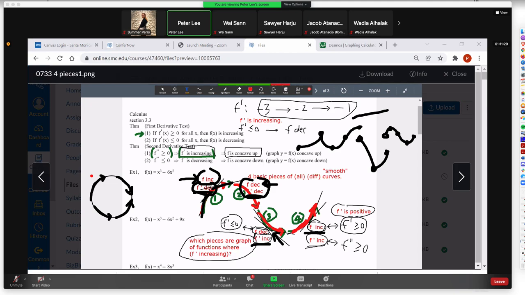Now for polynomials, f prime always exists. So this one we don't have. An endpoint we don't have. So for polynomials, we only have two kinds: the kind where the derivative is 0, and the kind where f double prime is 0. All the other kinds, we don't have. So that's why it's easier.